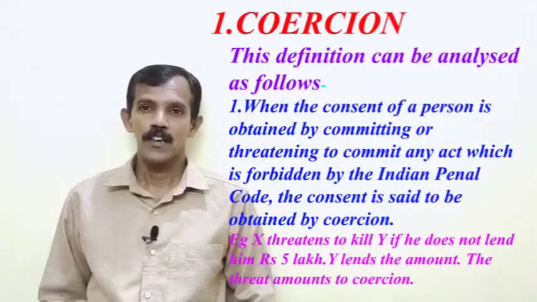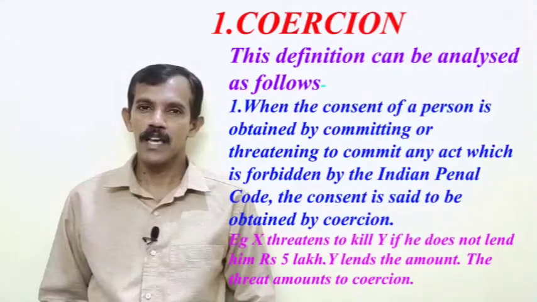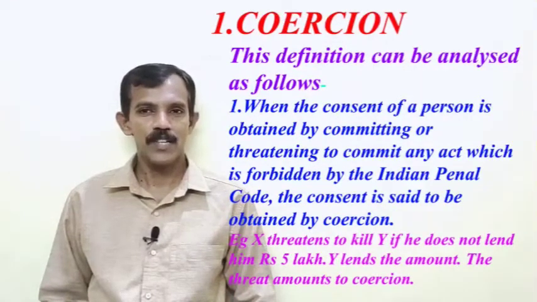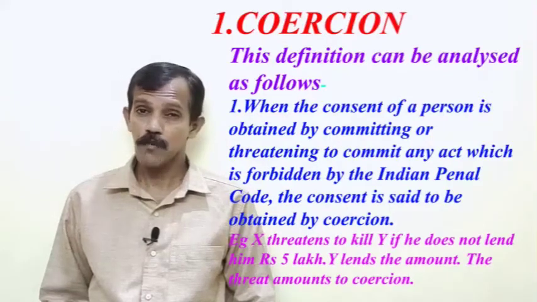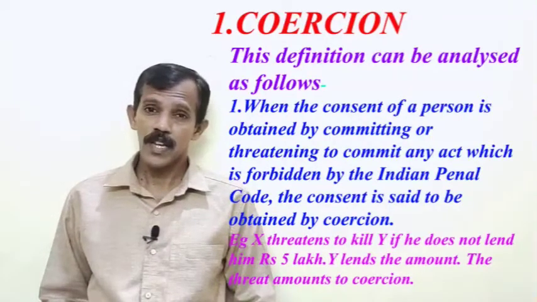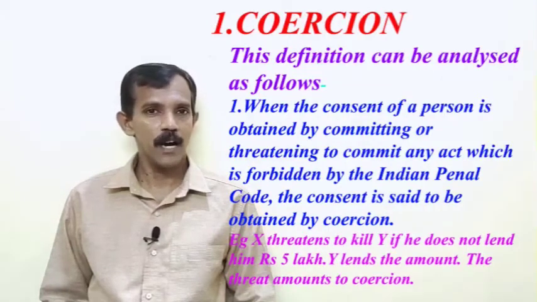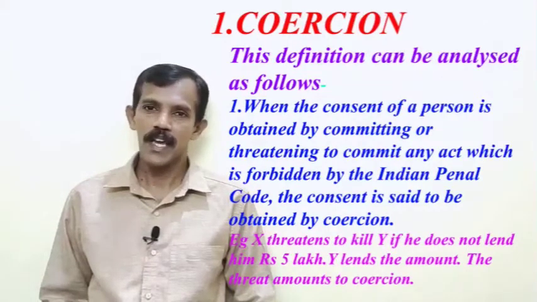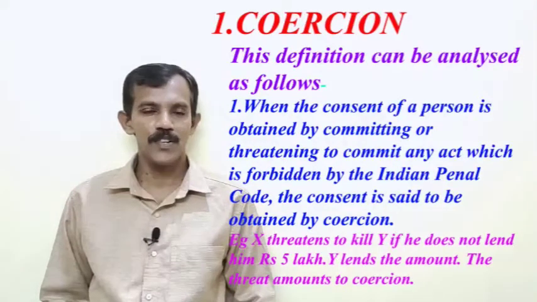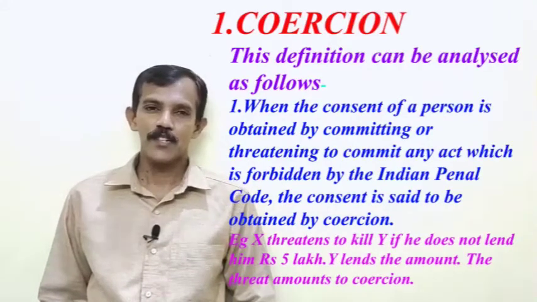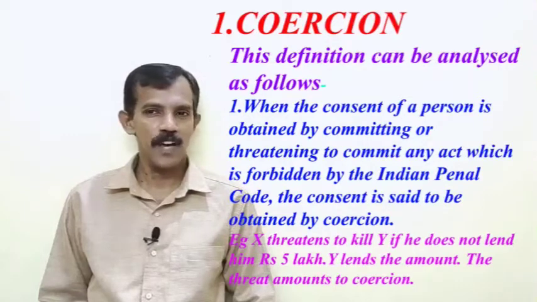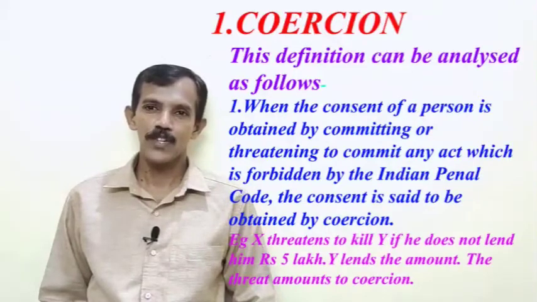Our first point: when the consent of a person is obtained by committing or threatening to commit any act which is forbidden by the Indian Penal Code, the consent is said to be obtained by coercion. Example: X threatens to kill Y if he doesn't lend him rupees 5 lakh. Y lends the amount. Here, the threat amounts to coercion.